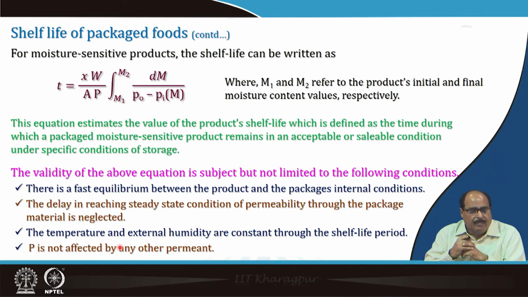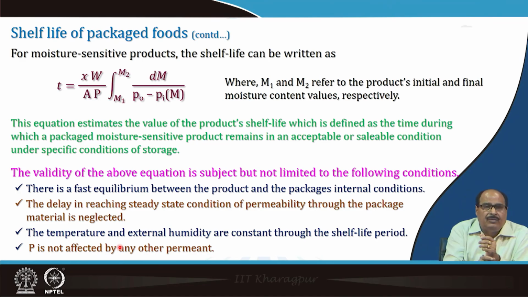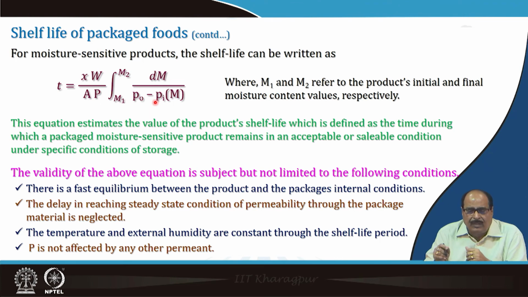Then for moisture sensitive foods, the shelf life can be computed using this model: t is equal to x W by A p integral from m1 to m2 dm by P0 minus P1, where m1 and m2 refer to the product's initial and final moisture content respectively. This equation estimates the product shelf life, which is defined as the time during which a packaged moisture sensitive product remains at an acceptable or saleable condition under specific conditions of storage.